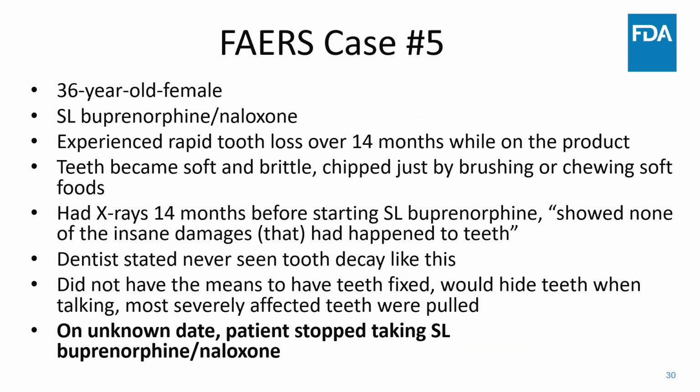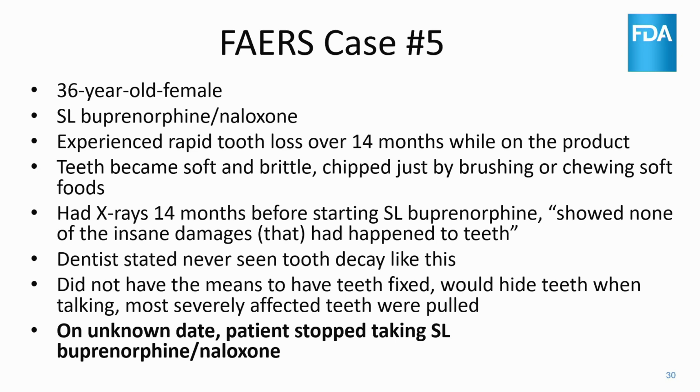This is a 36-year-old female. You kind of know this story by now. The patient had rapid tooth loss over 14 months while on TMB. Brittle teeth, but the x-rays prior to the therapy starting showed zero damage. The reason I'm showing you this one, though, is because of the clinical significance. This patient said she would hide her teeth when talking.